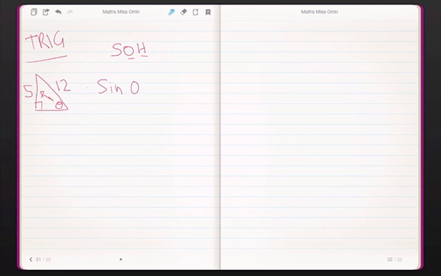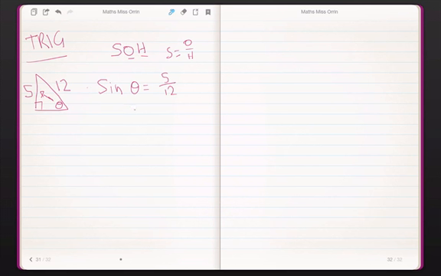So sine theta. If we knew the angle, we would put that in here, but we don't. So we're just going to write sine theta. Remember, this stands for sine equals opposite over hypotenuse. Yeah? So sine theta equals opposite over hypotenuse. We're just putting in the numbers from the triangle that match the pieces of information we need. So this is actually quite easy.